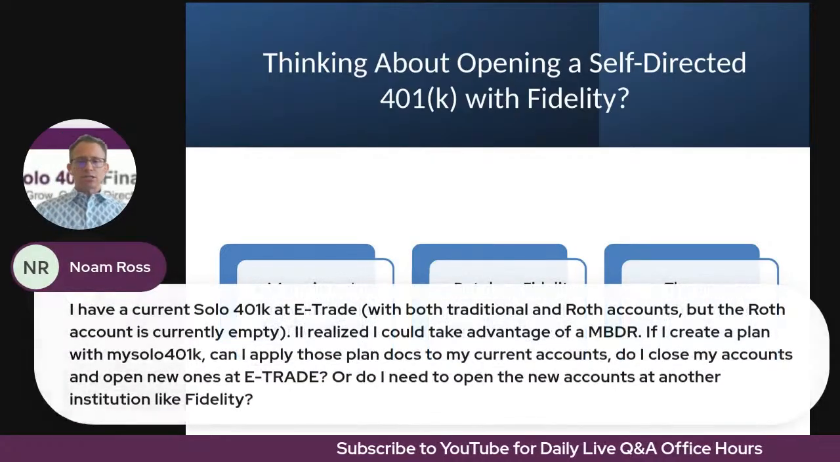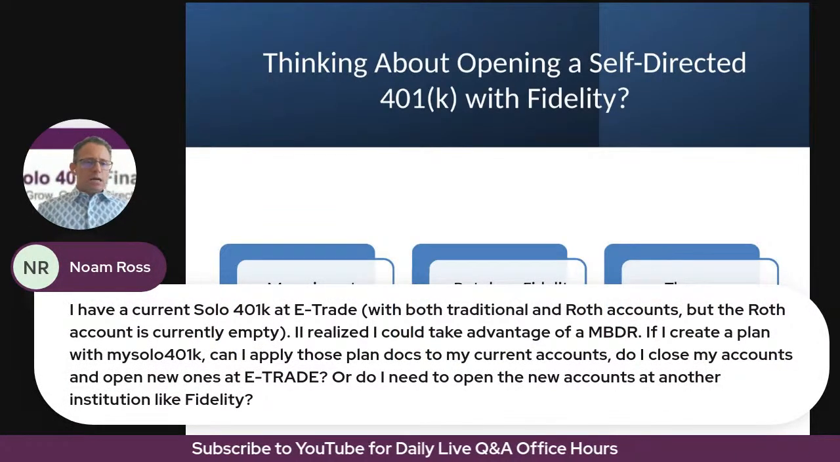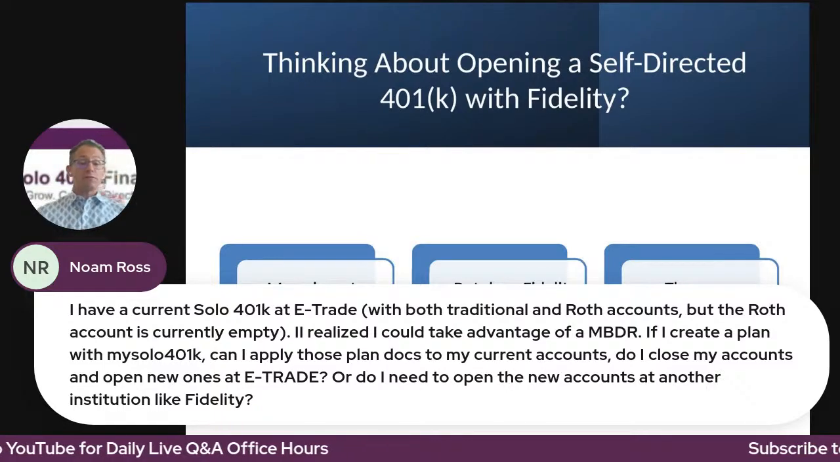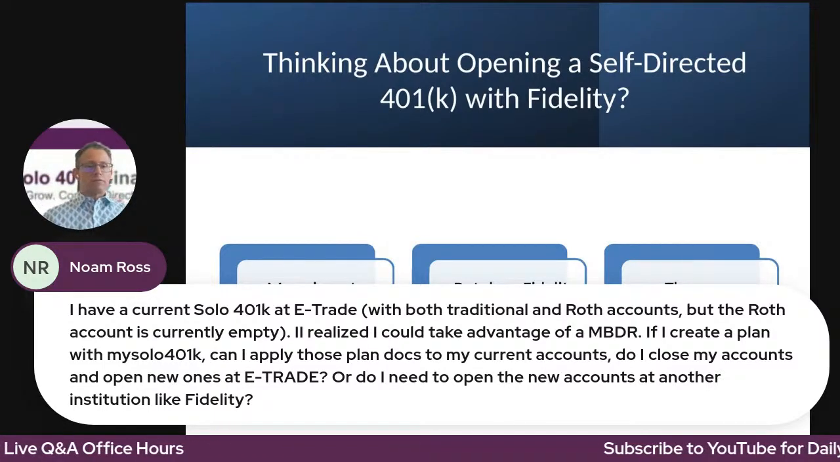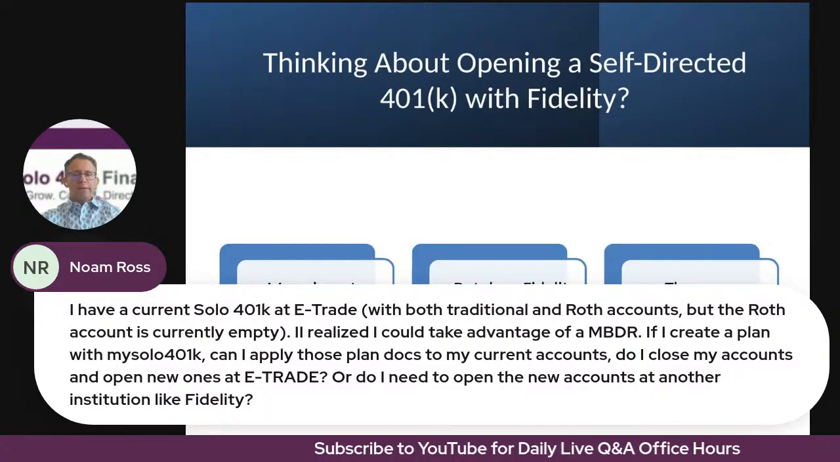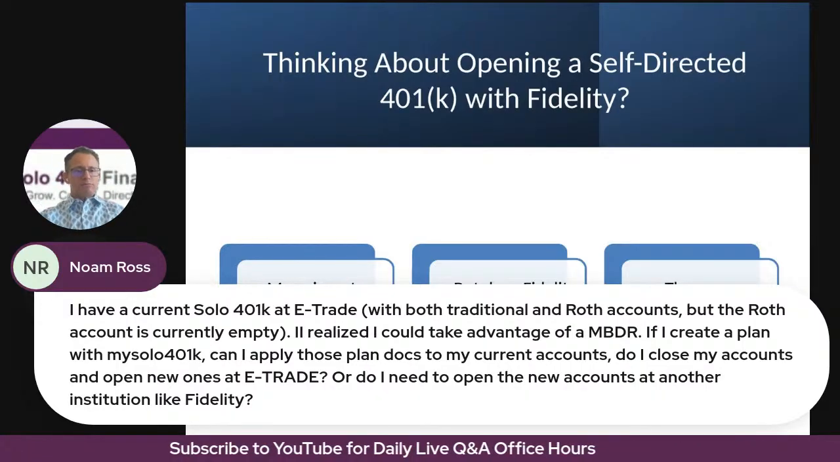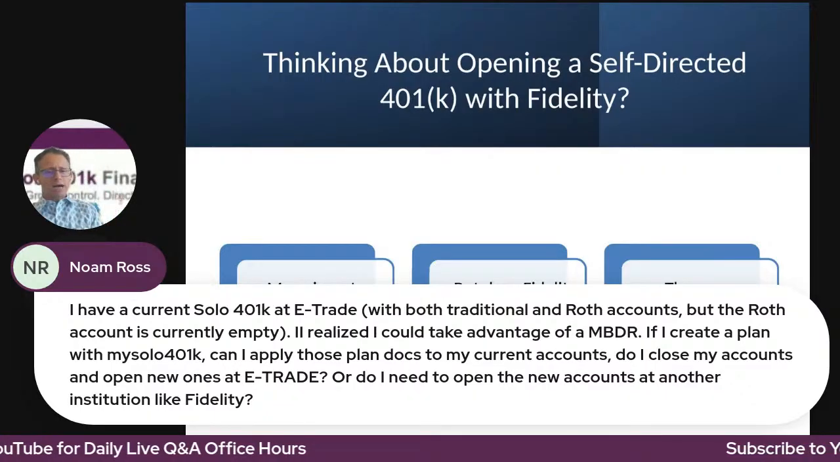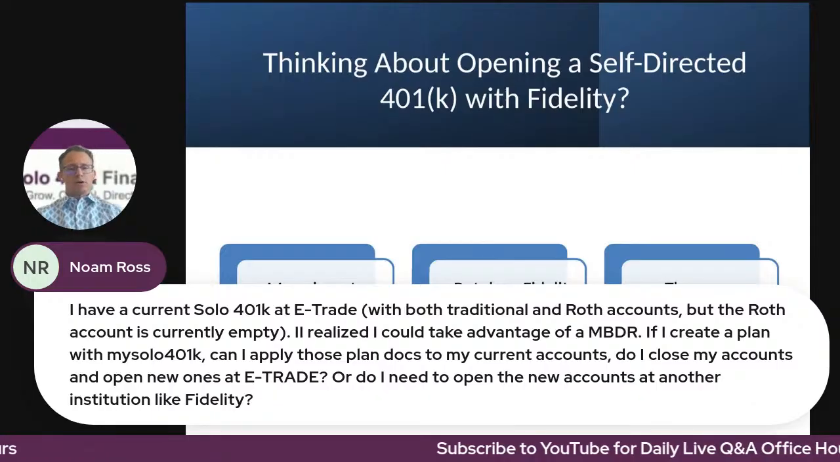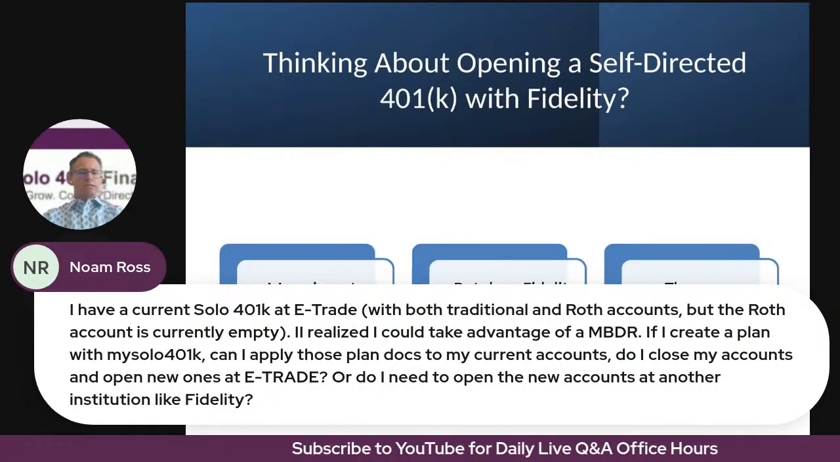Looks like we've got a question here. I have a current solo 401k at E-Trade with both traditional and Roth accounts, but the Roth account is currently empty. I realized I could take advantage of the mega backdoor. I create a plan with my solo 401k. Can I apply those plan documents to current accounts? Do I close my accounts and open new ones at E-Trade? Or do I need to open new accounts at another institution like Fidelity?